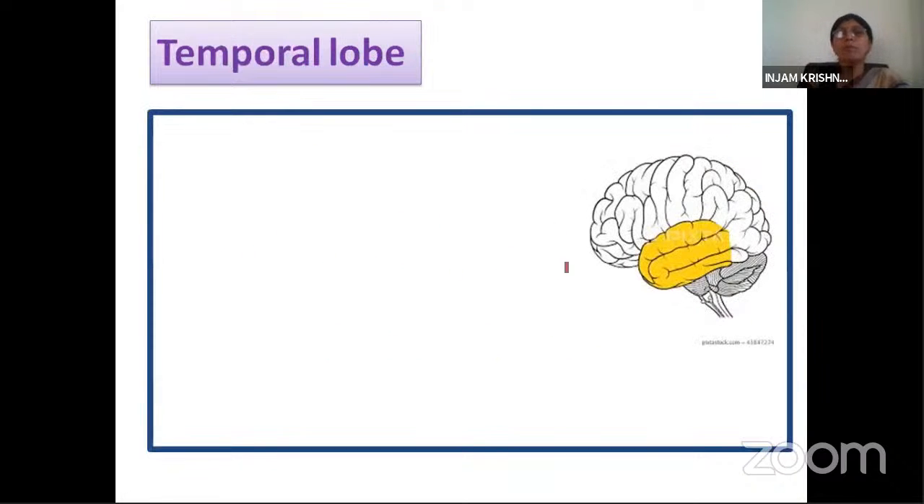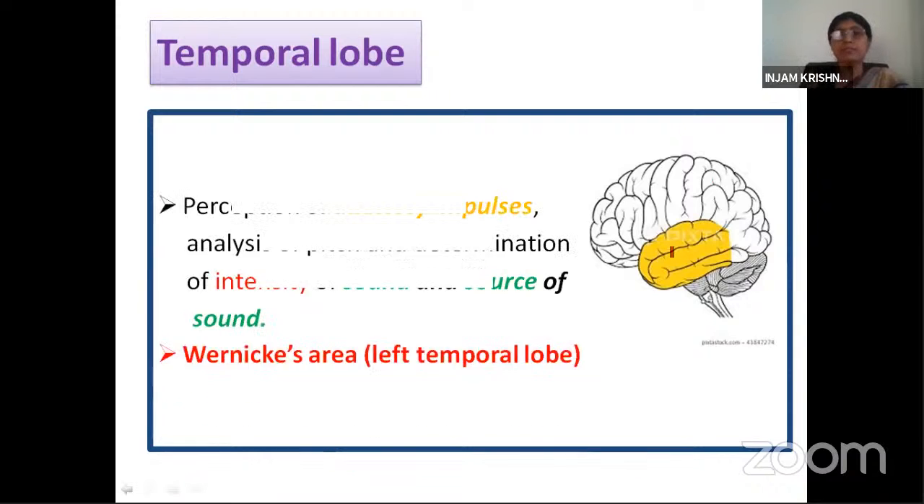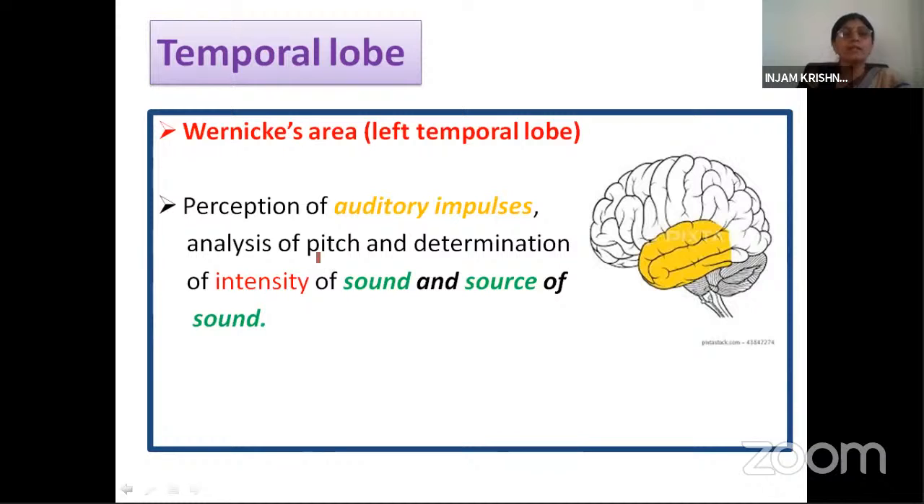Next, the temporal lobe. What are the functions of the temporal lobe? Here, one more important thing. In the frontal lobe we mentioned Broca's area. Here, Wernicke's area. What is Wernicke's area? It is located in the left temporal lobe. There also left. Perception of auditory impulses, analysis of pitch and determination of intensity of sound and source of sound. So it is completely related with the auditory part. These are the functions of the temporal lobe.